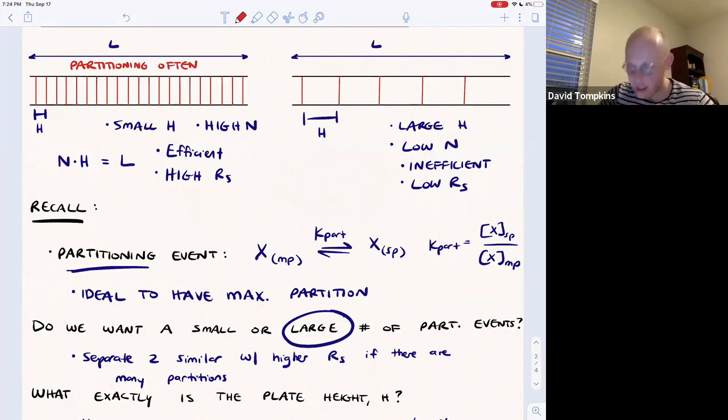Whereas in the other column that was inefficient, now the solute travels a great distance along the column, a large portion of it, before it actually partitions or sticks to the stationary phase again. And then it travels another large distance. So this has few partitioning events.